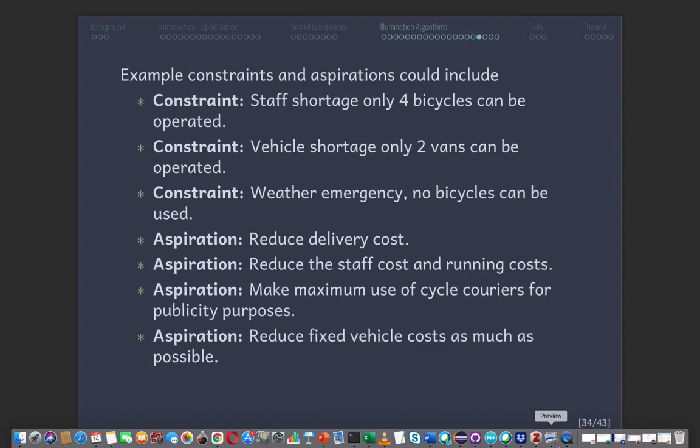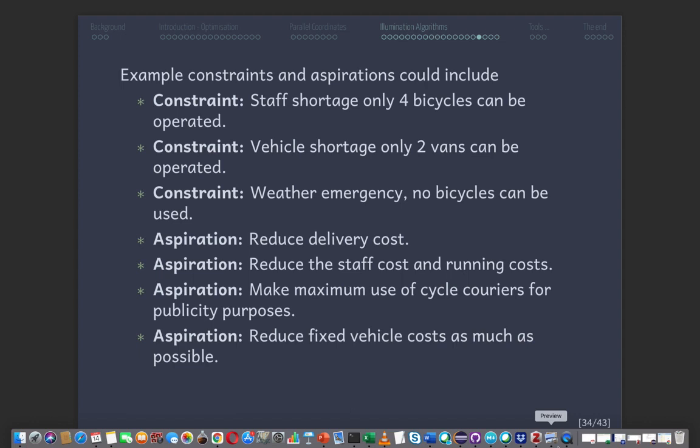Here are example constraints and aspirations that might affect our manager when they are choosing the solutions. Constraint, staff shortage, only 4 bicycles can be operated. Constraint, vehicle shortage, only 2 vans are available. Constraint, weather emergency, no bicycles can be used. Ice has formed on the ground unexpectedly, so no bicycles will be sent out. All of these things are hard constraints that have got to be taken into account.